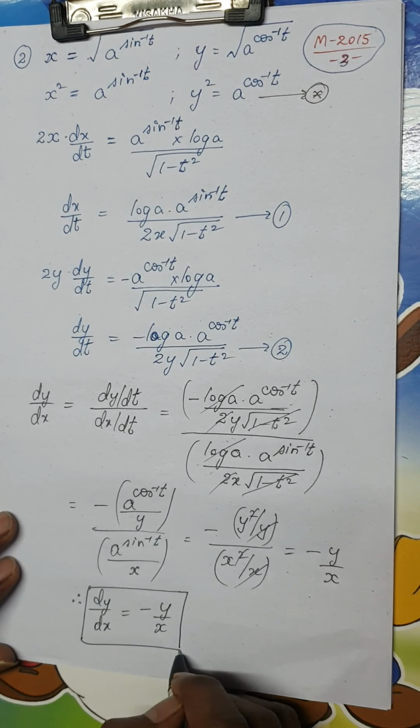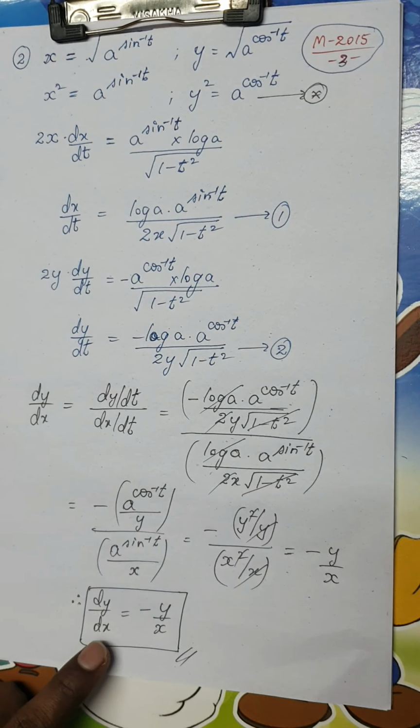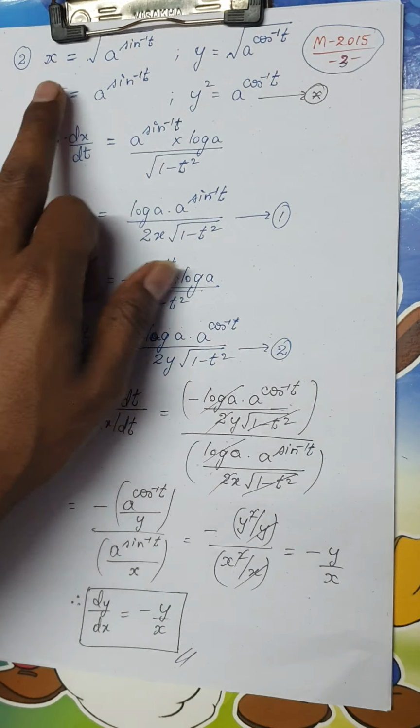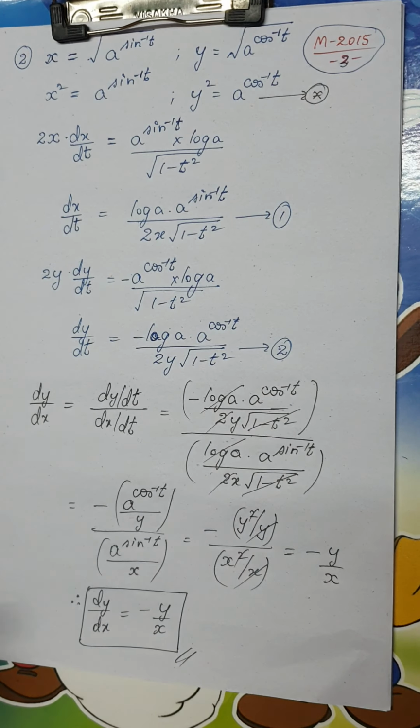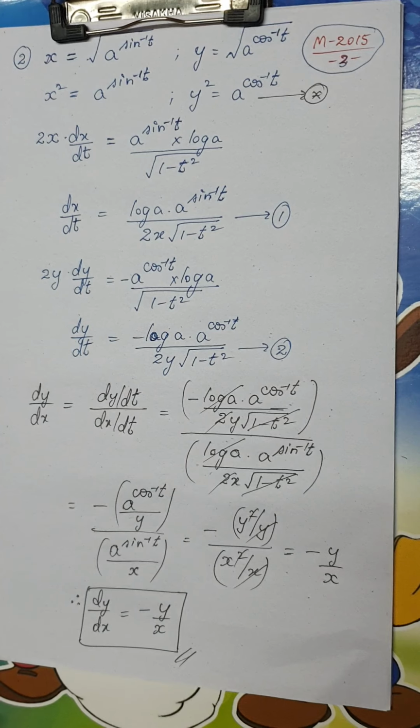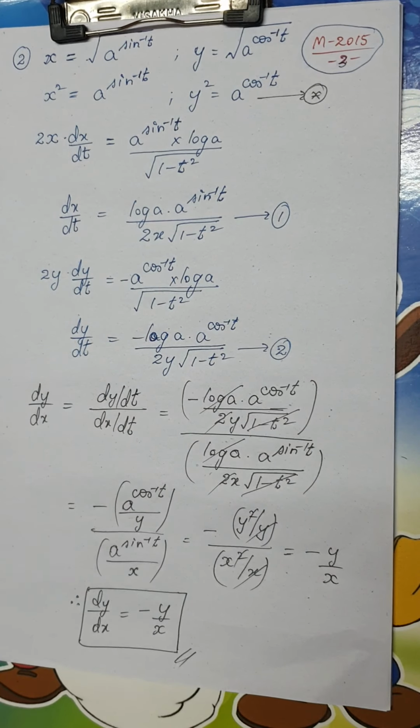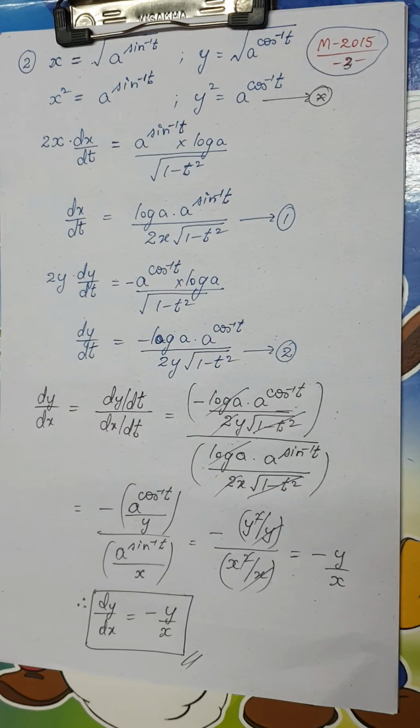So this is the value of dy by dx for the parameters given. We know this is quite a lengthy question, but if they give you, you have no other option than to solve it. If you practice once or twice, you can easily get this. Shall we move on to the next one?